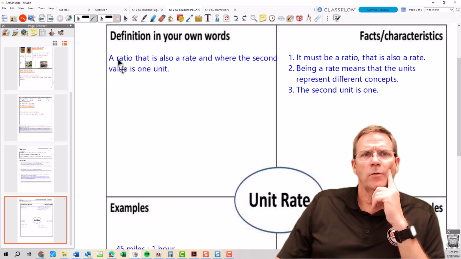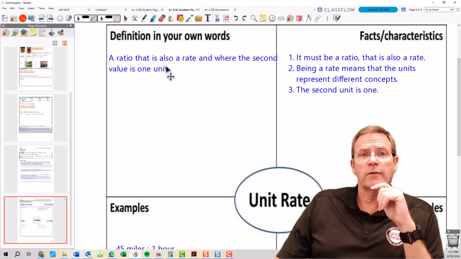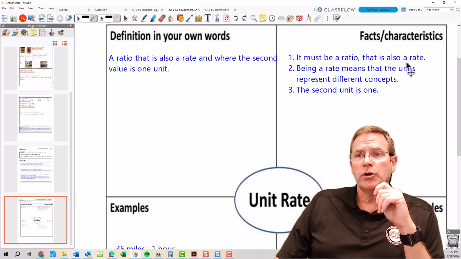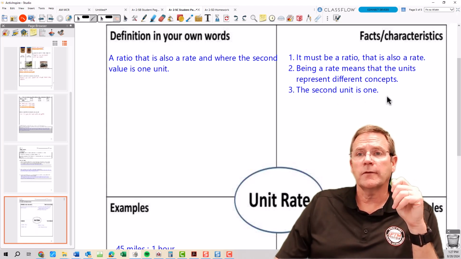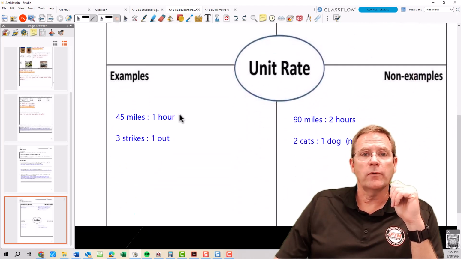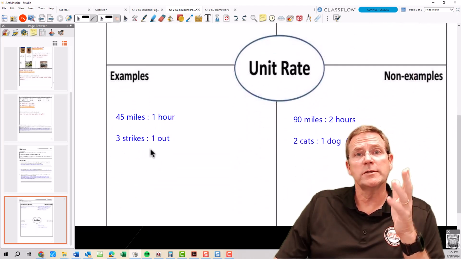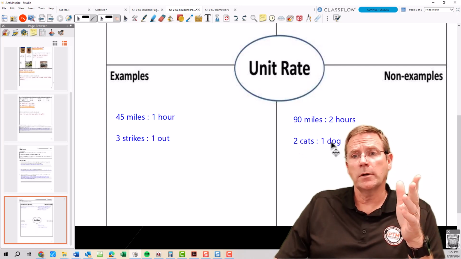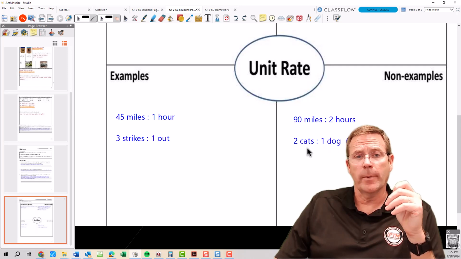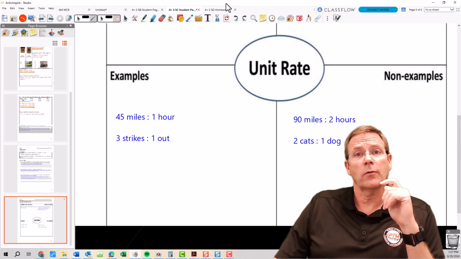A definition in my own words is that a unit rate is a ratio that is also a rate, where the second value is 1 unit. Facts and characteristics: it must be a ratio that is also a rate. Being a rate means that the units represent different concepts like miles and hours, and the second unit has to be 1. Examples: I gave 45 miles in 1 hour, or 3 strikes in 1 out. A non-example: 90 miles in 2 hours, not 1 unit, or 2 cats to 1 dog, not a rate, because remember we talked about earlier, cats and dogs are both animals, they're also both pets.